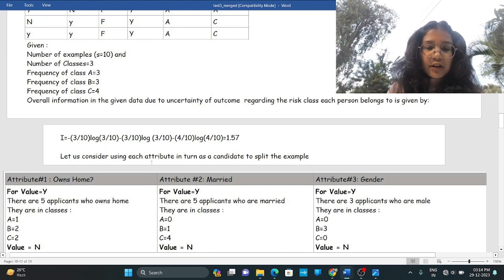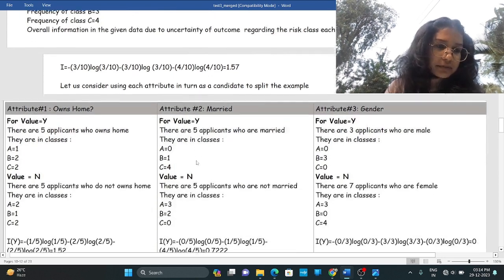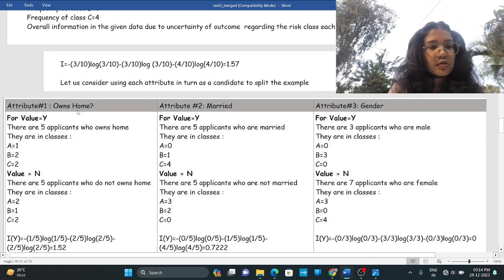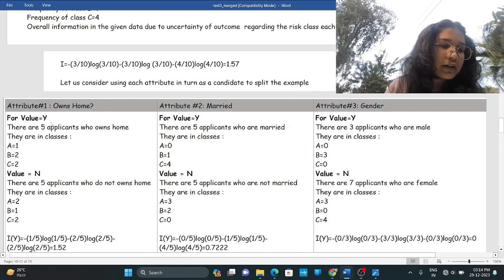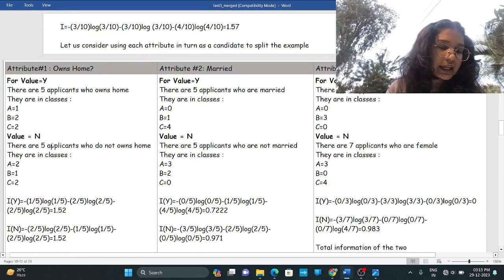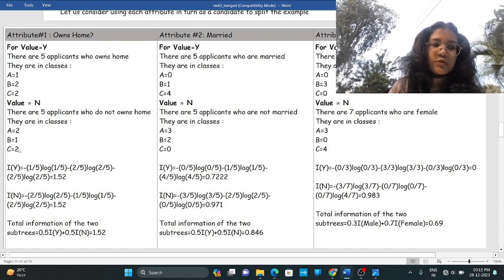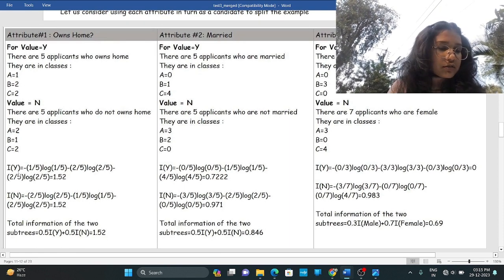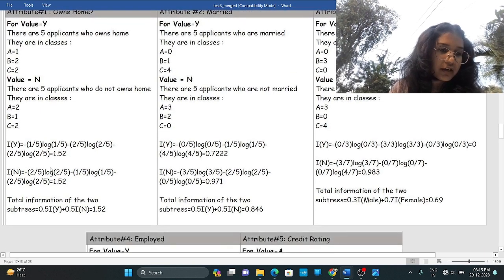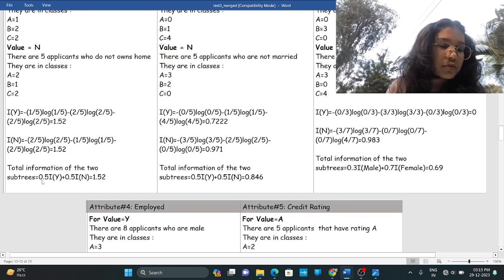Let us consider using each attribute in turn as a candidate to split the example. Attribute 1 is owns home. For value y, there are 5 applicants who own a home. They are in classes A is 1, B is 2, and C is 2. For value n, there are 5 applicants who do not own a home. They are in classes A equals 2, B equals 1, C equals 2. Then we find the information gain by applying the formula. Total information of the two subtrees is 1.52.